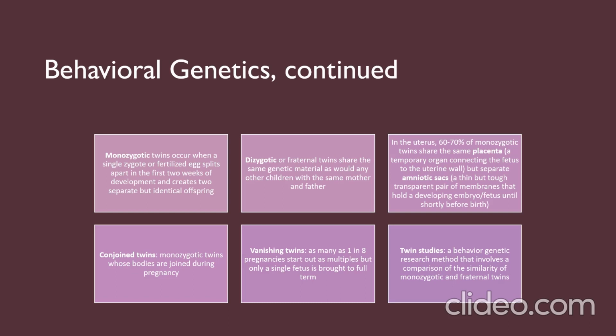And then dizygotic or fraternal twins share the same genetic material as would any other children with the same mother and father. In the uterus, 60 to 70% of monozygotic twins share the same placenta.